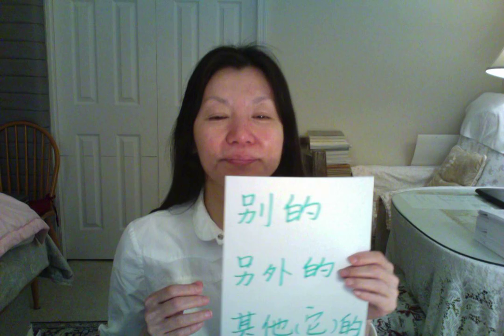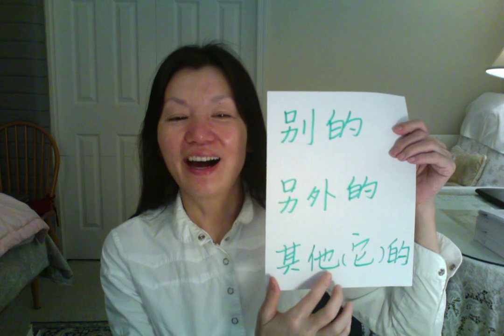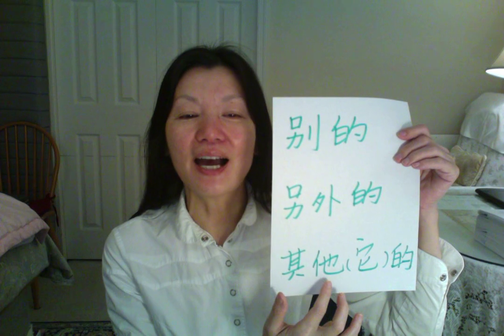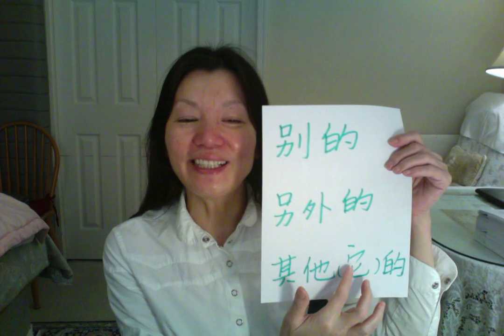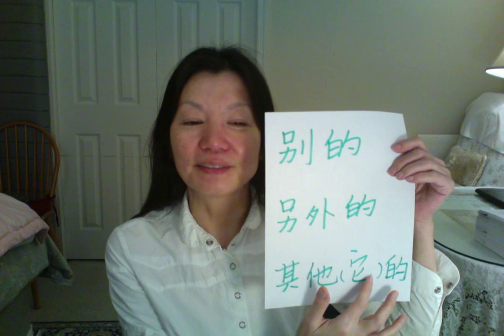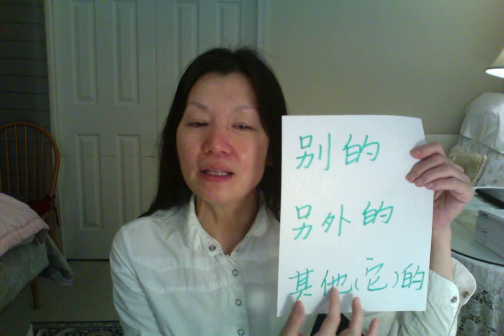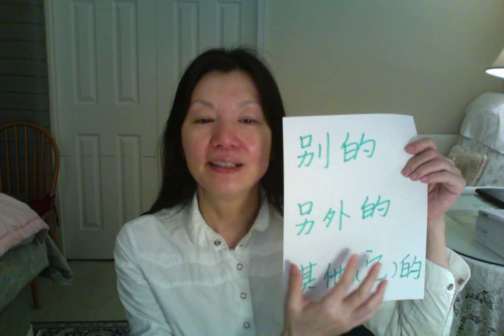Okay, this is the next one here. How about this one? 别的，另外的，其他的. Other, you know that. 其他的 is for person, you see that here, and 其他 is also for things. This one is really clear: it means other person or other things.